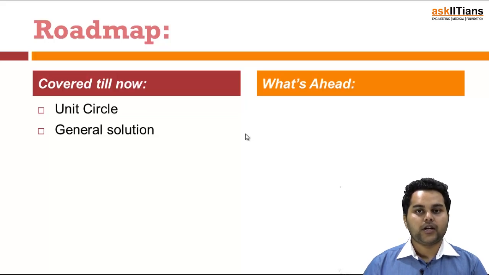Then we had a look at sin square theta equal to sin square alpha, and the same was for cos theta and tan theta also. Then we had simultaneous equations, that is sin theta equal to sin alpha and cos theta equal to cos alpha. Then how would we proceed? So those were the concepts involved in the general solution.